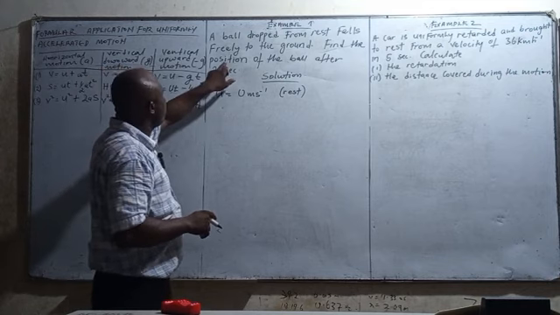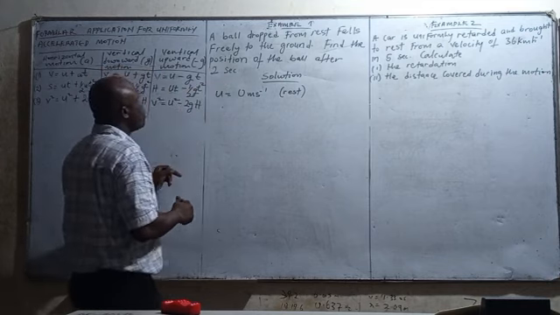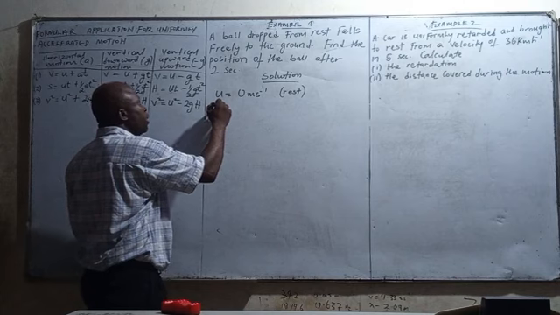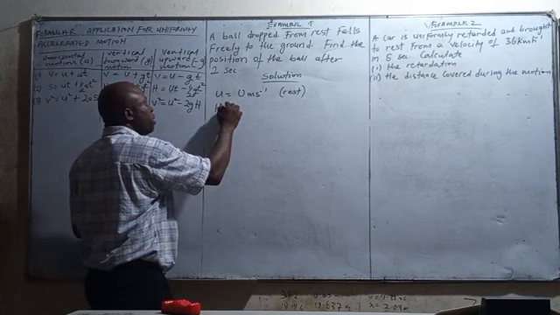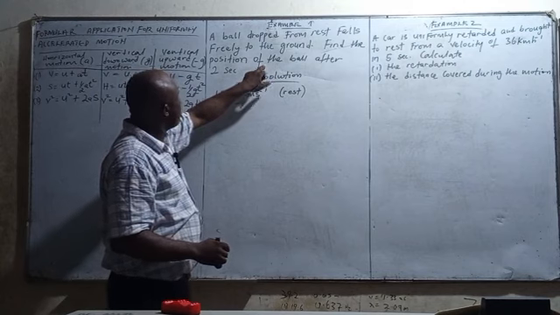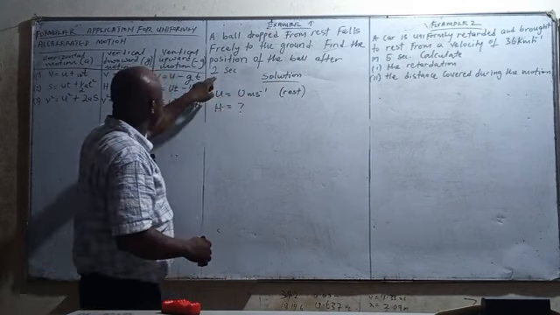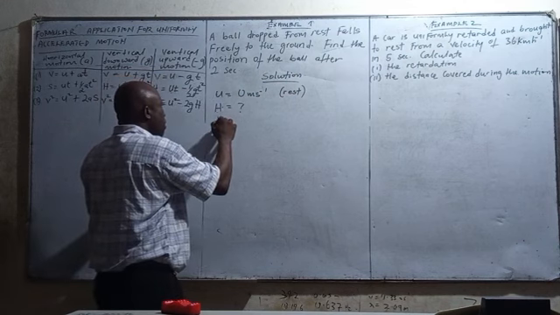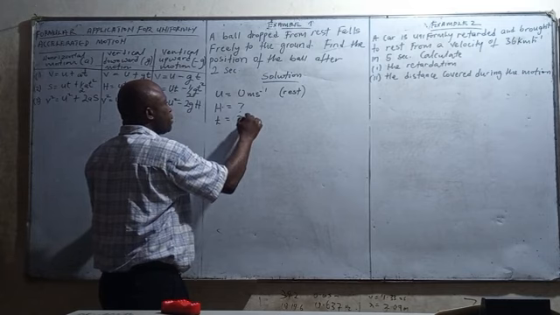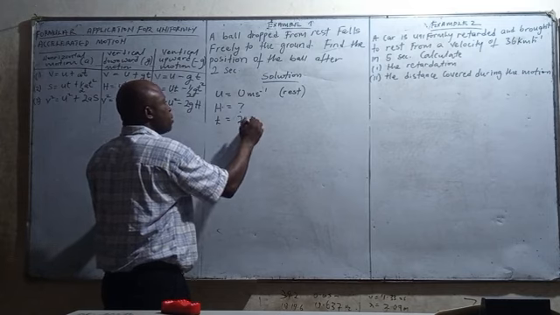We are asked to find the position. Here, position stands for distance. And because the body is dropped from a height, the type of position here is H. So we are interested in H. And also, it says find the position of the ball after 2 seconds. So we are given that t is equal to 2 seconds.